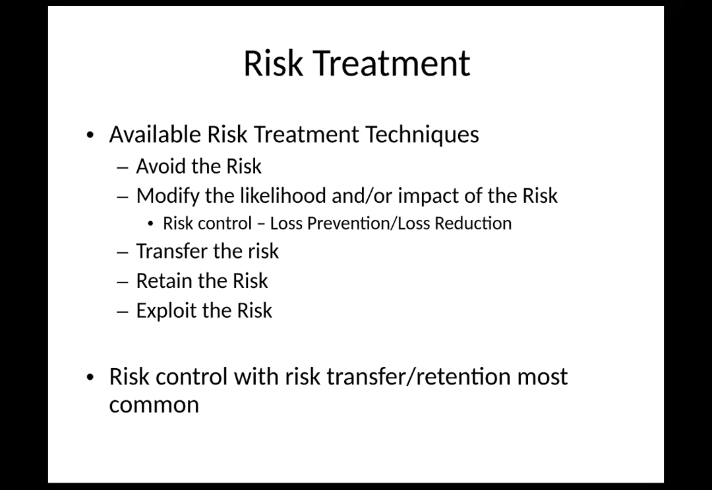You can modify the likelihood and/or impact of the risk, which is basically when we talk about risk control, right? We're going to focus on loss prevention and loss reduction techniques, and those will be discussed more in ARM 55. We can transfer the risk, which is essentially we're going to buy insurance, but that transferring the risk can also be done through contractual risk transfer. We can retain the risk, which basically means we're going to self-insure. Again, that's part of a risk financing technique.